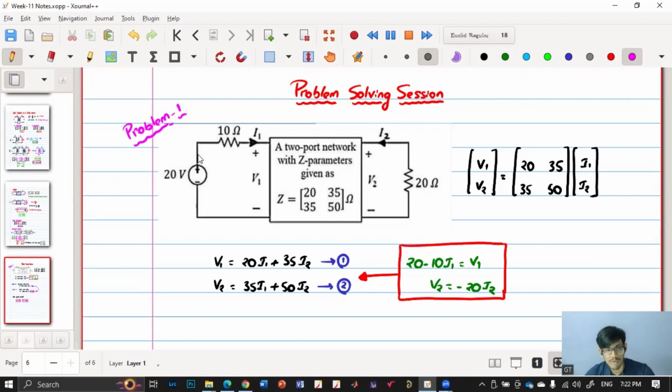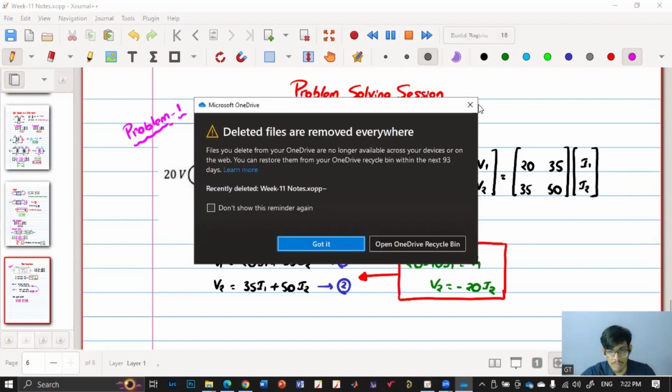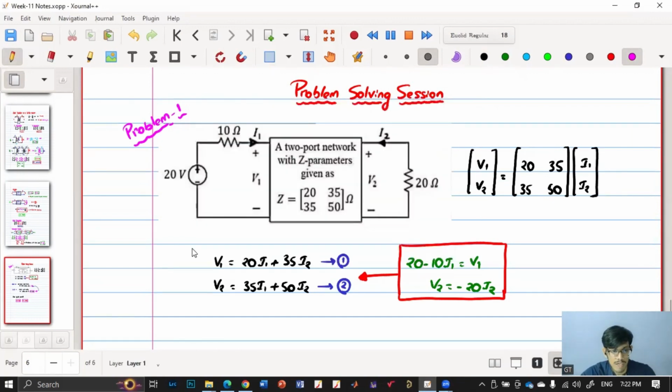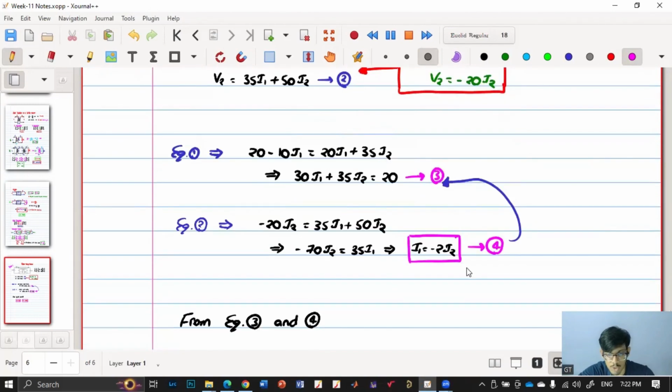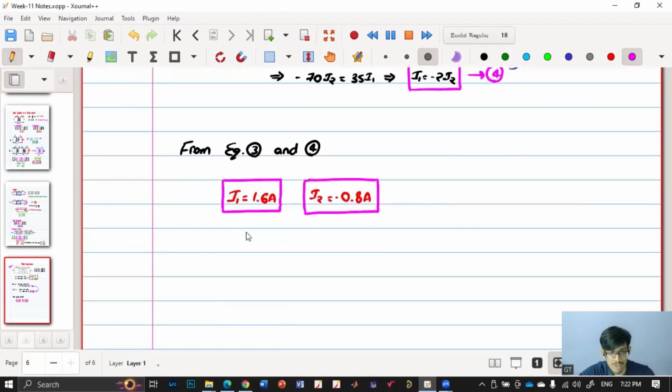But with this kind of setup, we can get the relation for V1 in terms of I1, and here also we can get V2 in terms of I2. So we'll get four equations, four unknowns. If we substitute this V1 and V2 in these two equations, we'll get two equations in terms of I1 and I2. So we can solve for I1 and I2.